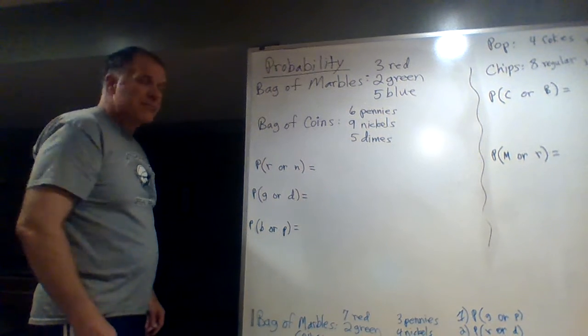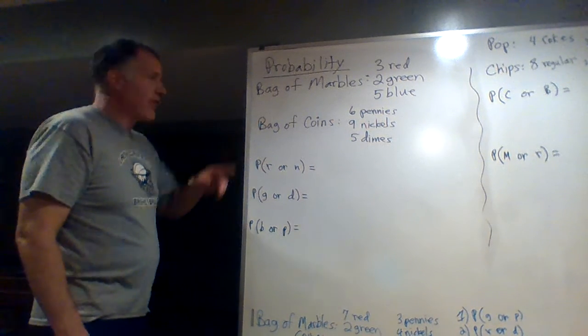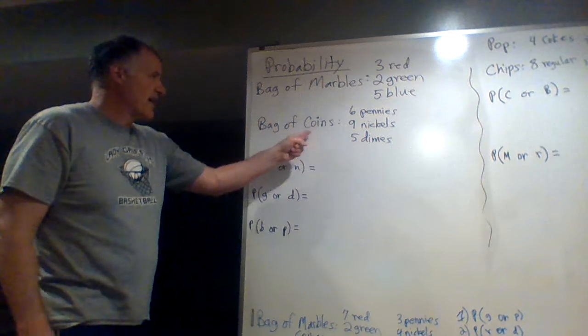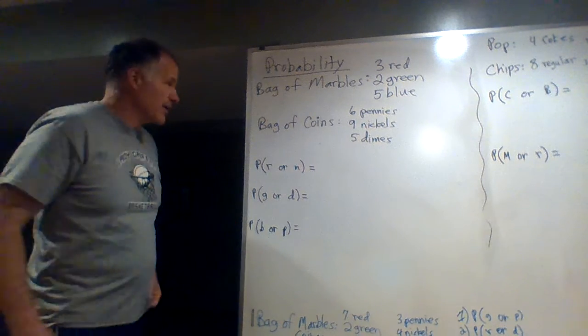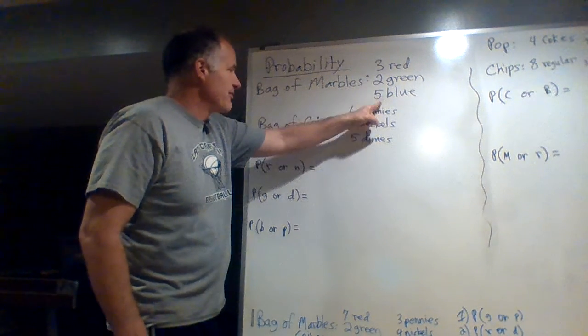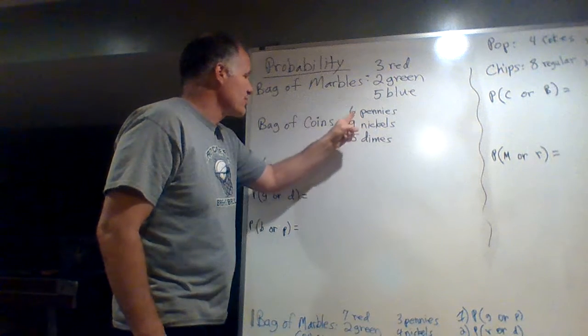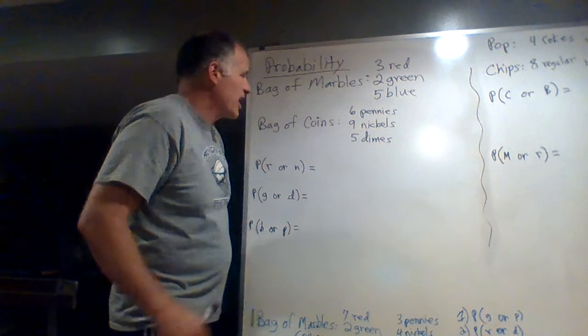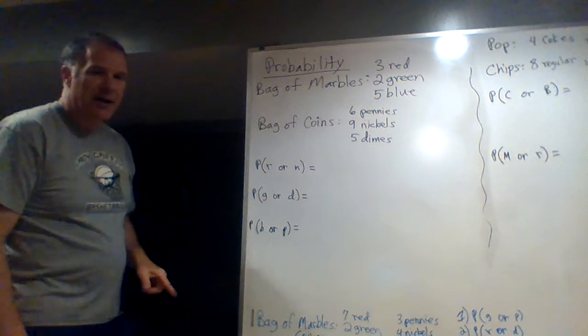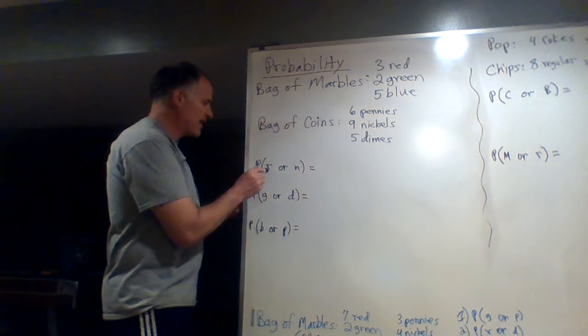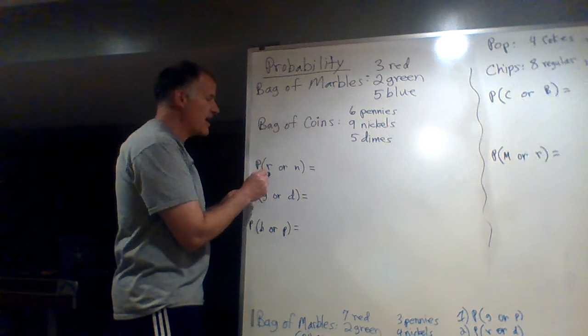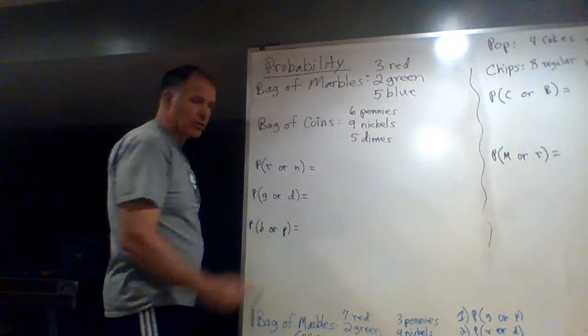Okay, so we're still doing probability. We're still doing more than one thing. So we have a bag of marbles. We got a bag of coins, just like the last one. Okay, 3, 2, and 5. So we got 10 marbles. Okay, 6, 9, and 5. We got 20 coins. Okay, here's the thing. We're saying what's the probability of picking a red or picking a nickel?